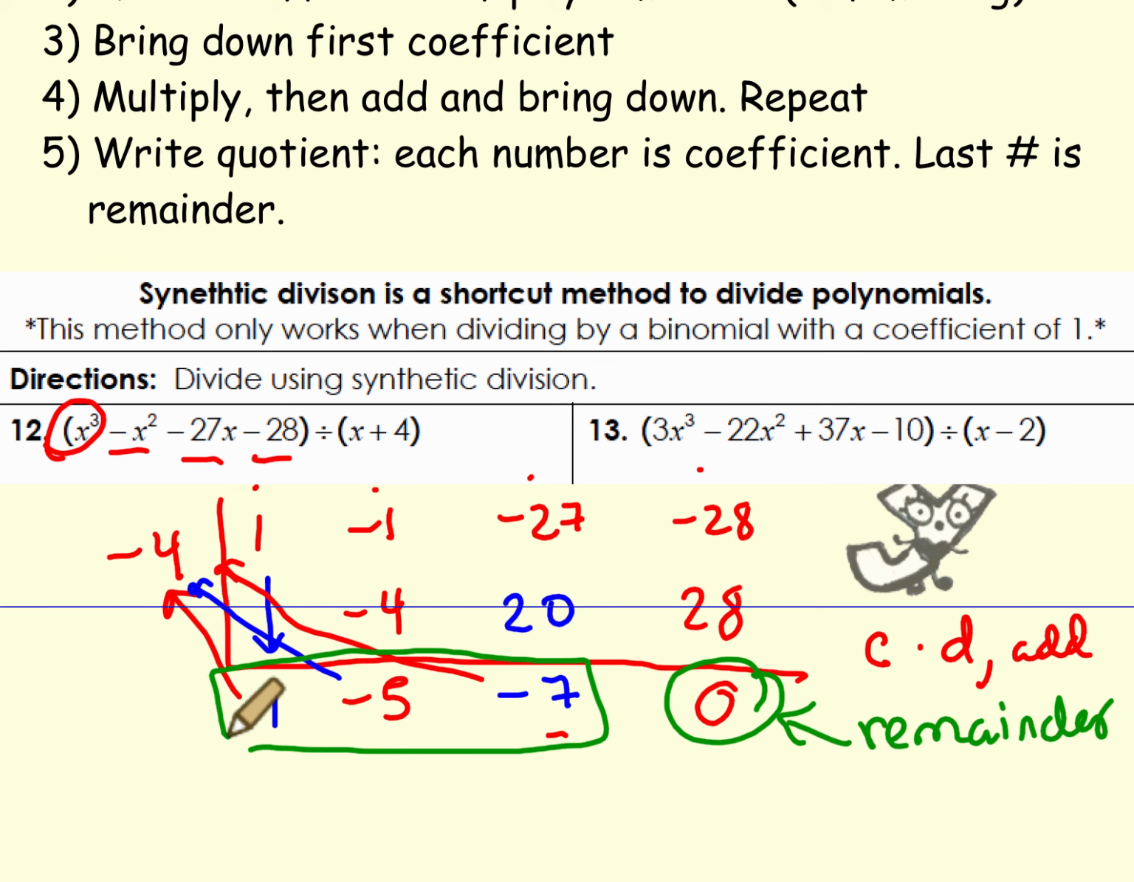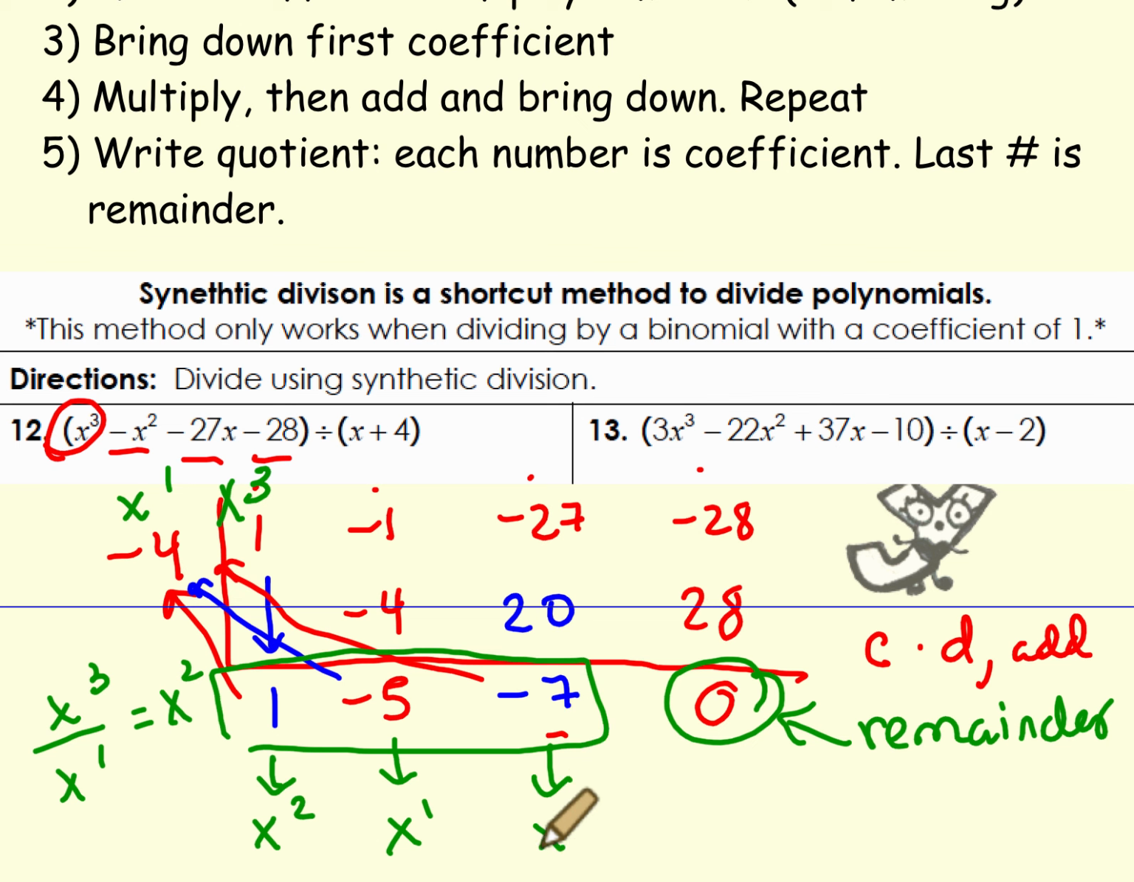These are the coefficients of your terms. Okay, so remember we took something that was x to the 3rd, and we divided it by something that's x to the 1st. So x to the 3rd divided by x to the 1st is x to the 2nd. So this is the coefficient of the degree that's 1 less than what we started with, x squared. This is the coefficient of x to the 1st. This is the coefficient of x to the 0.